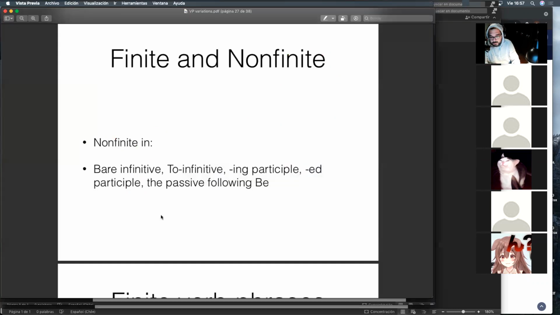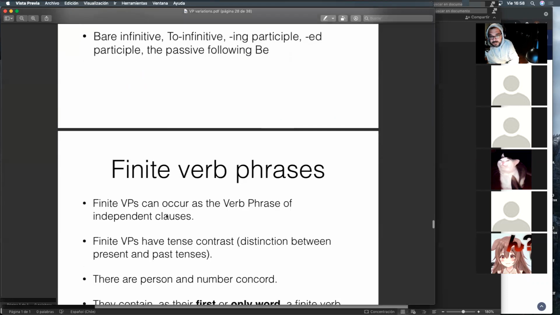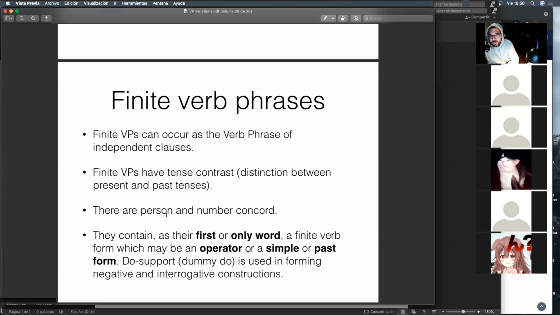We're going to review that once we do the analysis. Finite verb phrases, therefore, are verb phrases where the main verb has tense, or the first auxiliary has tense, or the presence of a central modal verb, and can occur as the verb phrase of independent clauses. Okay, we know that. Finite verb phrases have tense contrast, the distinction between present and past tenses.